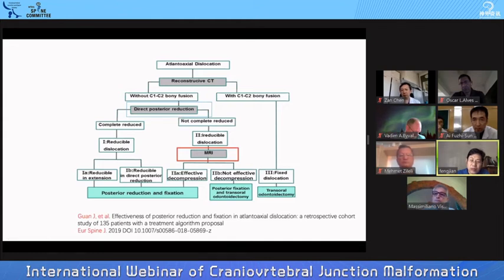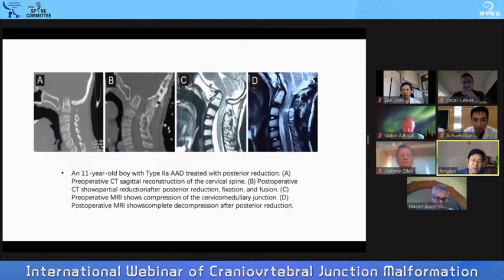Additionally, after surgery, we always evaluate the patient using MRI imaging, but not only the CT scan. Using MRI to see if the decompression is complete or not. This is an example, a patient of 11-year-old boy with a typical basilar invagination and atlantoaxial dislocation and with a spinal cord compression.